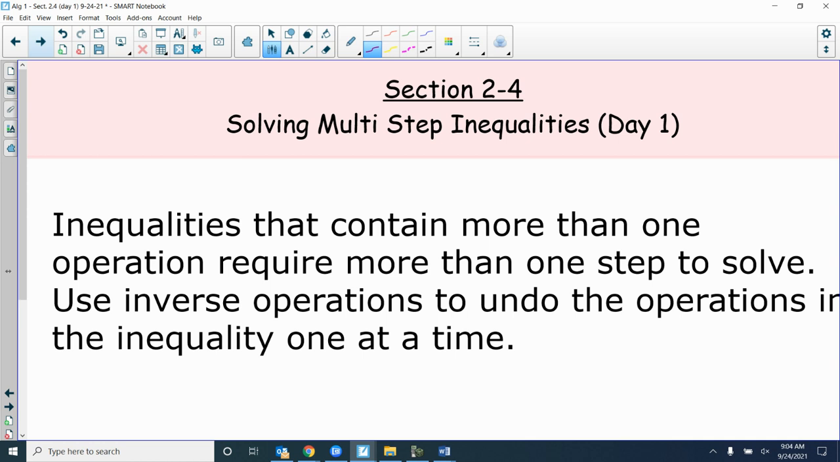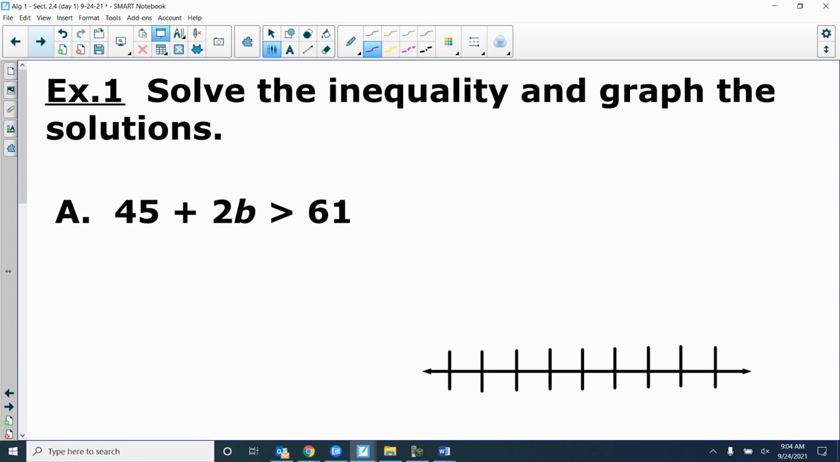So inequalities that contain more than one operation will require more than one step to solve. We're going to do the same thing as for equations. We want to undo the operations, get x or the variable by itself. So if you take a look there, it says 45 plus 2b is greater than 61. All right, give me a number. Let's see if this is a possible answer. Alex, give me any number. 3. All right, if I plug in 3, does this make this true?